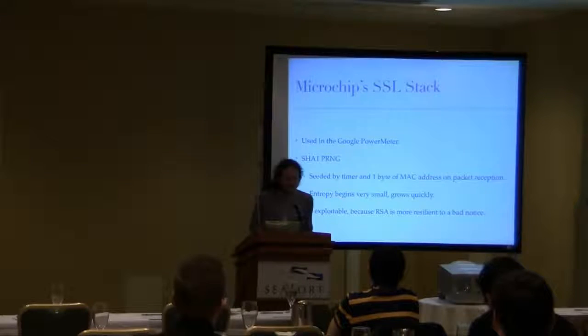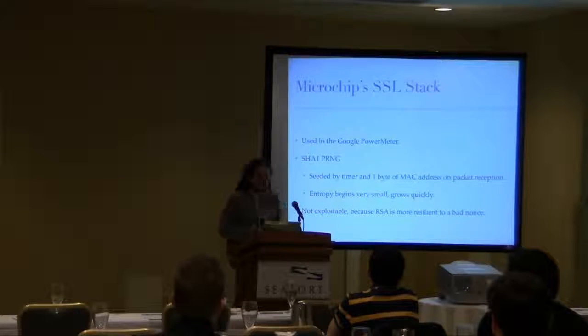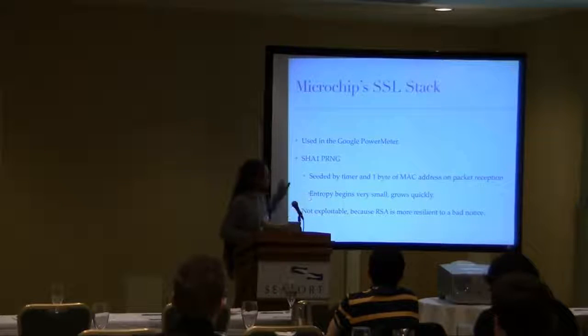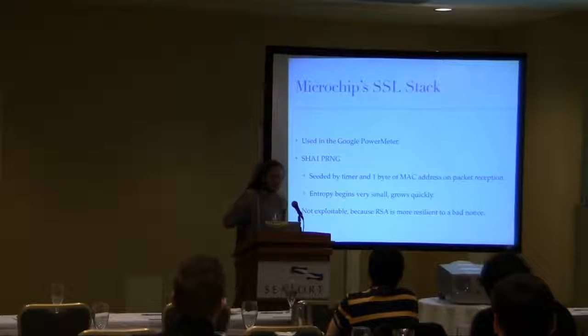At first I thought this was exploitable, but now I'm convinced that it's not. It's seeded by a 1-byte timer and a 1-byte MAC address. And this is done on every packet reception. So the entropy begins very small, but it grows quickly. This would have been exploitable, except that RSA is a lot better than ECMQV when it comes to a bad nonce. The only bad state as far as an RSA random number is when an attacker can actually control which number is sampled.